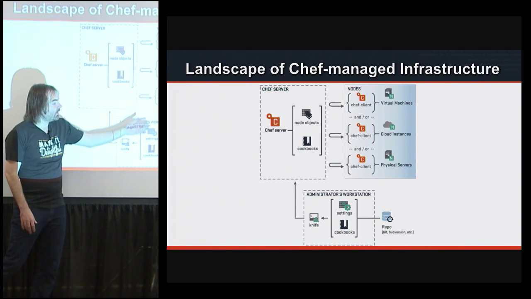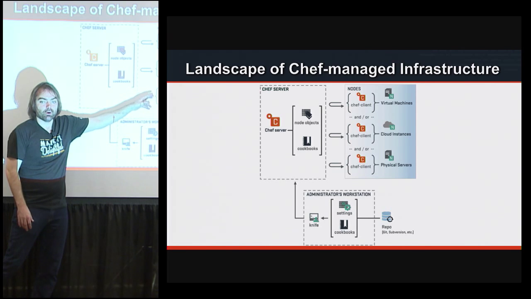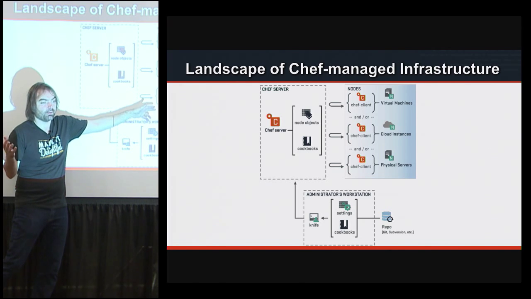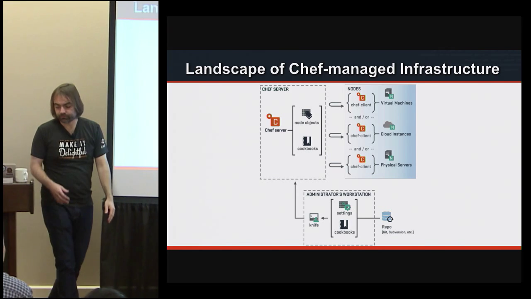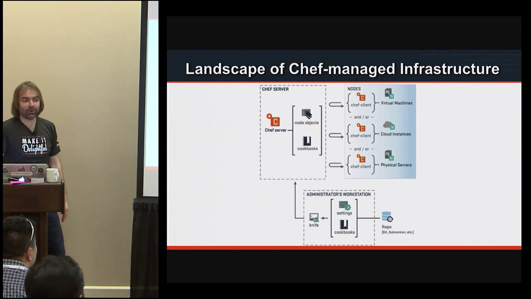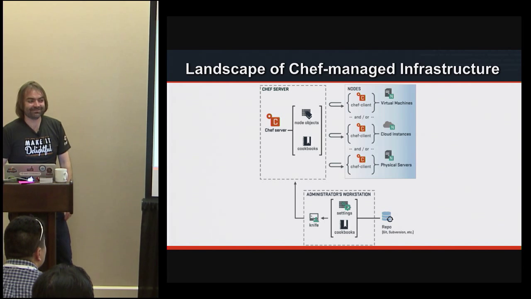So if there's storage APIs you need to hit, and there's another example, EC2, right? So if you wanted to create a load balancer in EC2, then there's a cookbook or a recipe that allows you to do that. Although we would want to do it in CloudStack, right?